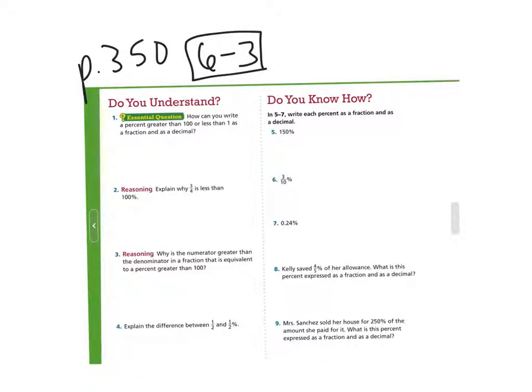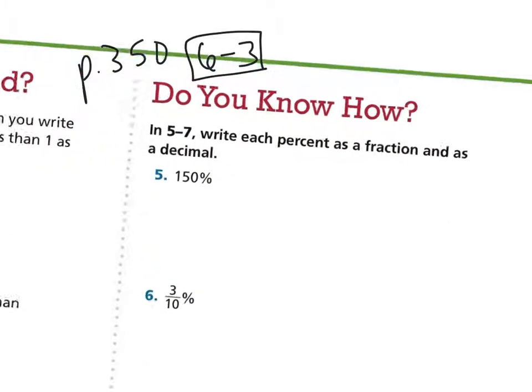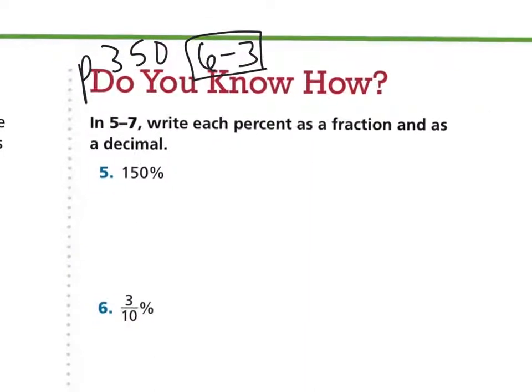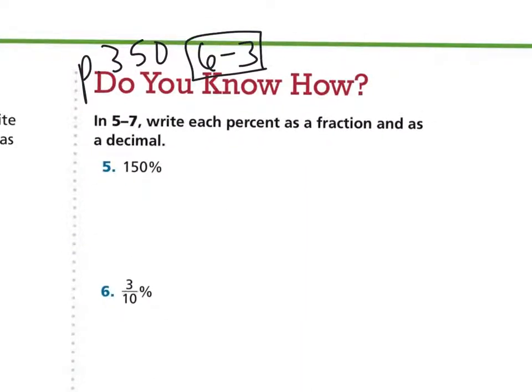Continuing lesson 6.3 on our big and small percents. Look at the Do You Know How, page 350, number 5. Write each percent as a fraction and as a decimal. Like I've said, I would recommend changing to a decimal first, which is just moving your decimal point 2 spots.